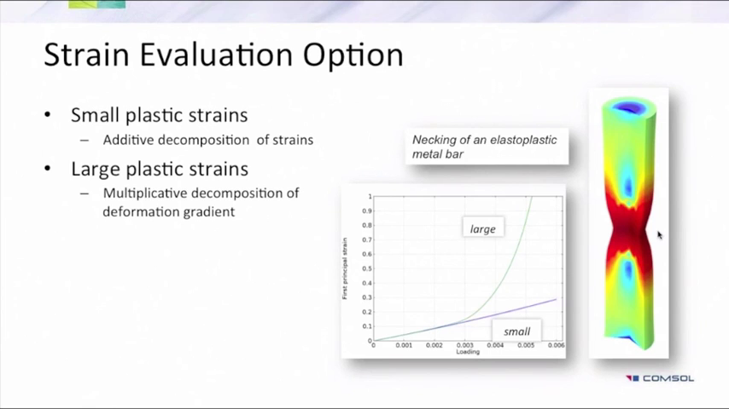However, if you use the multiplicative decomposition of the deformation gradient, you will capture the necking phenomenon, and you can see that for a certain displacement, there is a huge difference between those two strains defined in different ways.